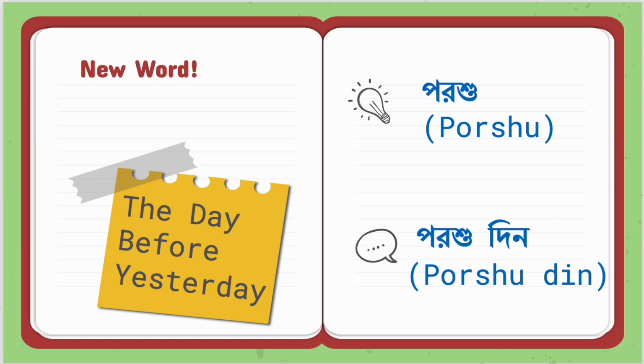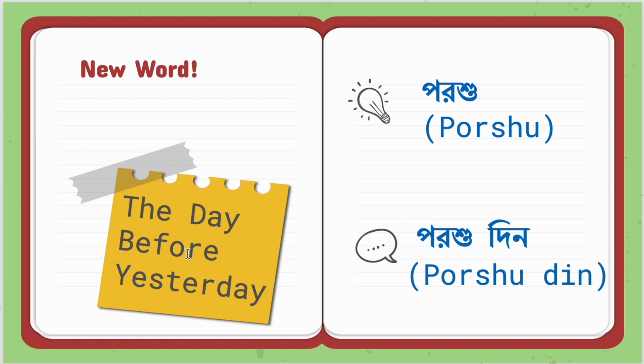Next word, the day before yesterday. You will be very shocked to see that I have written the same word again, Porshu and Porshudin. This might be a little shocking for you, but we use the same word for the day after tomorrow and the day before yesterday, and that is Porshu or Porshudin. Now you may ask, how do you understand if someone is talking about the day before yesterday or the day after tomorrow? Well, we always follow the verb there.